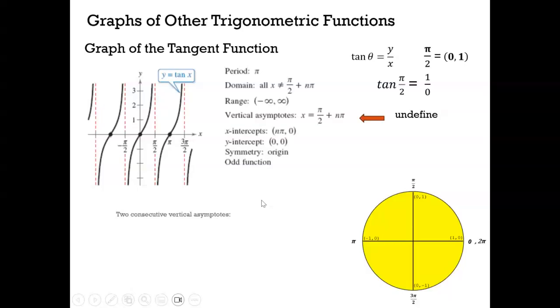Okay, now, to find two consecutive vertical asymptotes, for example, from negative pi over 2 to pi over 2, here's what you do. You let bx minus c equal negative pi over 2, and bx minus c equal pi over 2. So these are the rules that you're going to be applying.